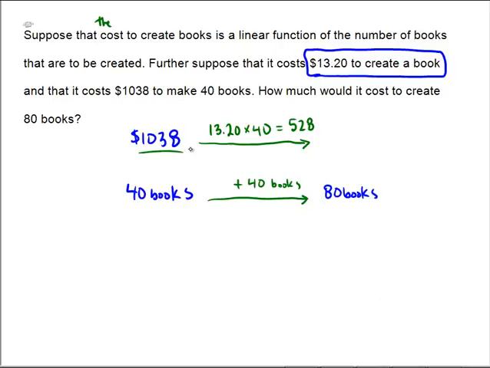So now how much do we have to begin with? $1,038. That was for the 40 books. How much additional do we need to add on? $528 additional dollars is going to be added on. Total cost would be 1,566. So the answer to this problem would be $1,566.